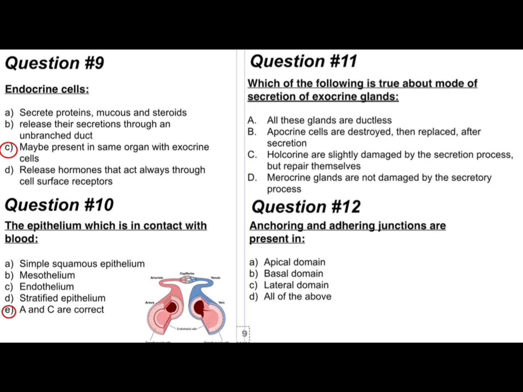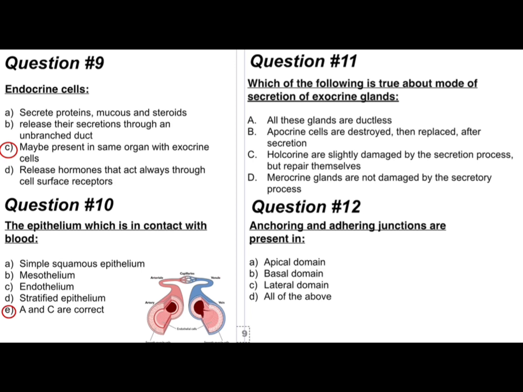Okay, question 11. Which of the following is true about mode of secretion of exocrine gland? Option A, all these glands are ductless. Wrong, because the majority of exocrine glands do have ducts. But for example, goblet cell is a unicellular exocrine gland that doesn't have a duct, so it secretes its product directly into the surface. Option B states that apocrine cells are destroyed and replaced after secretion. Wrong, this is the holocrine mode of secretion.